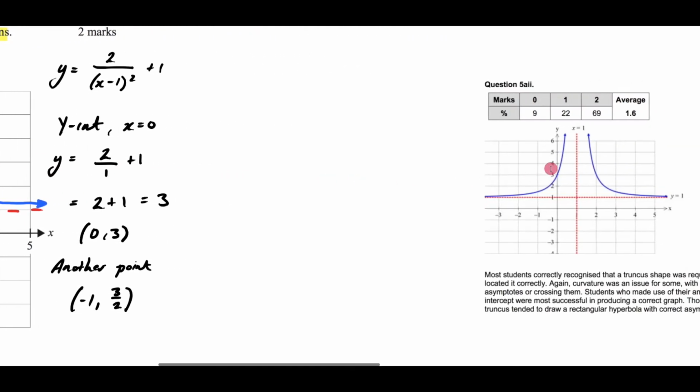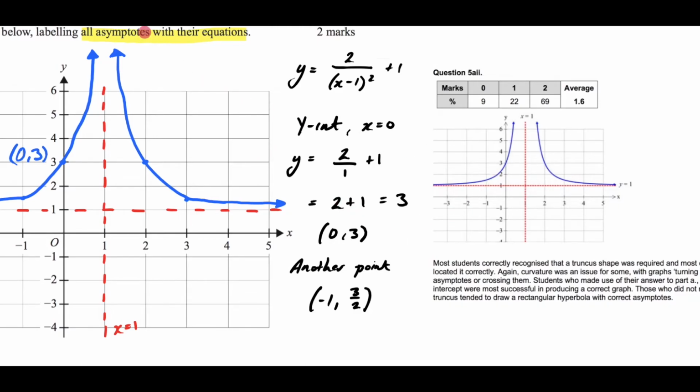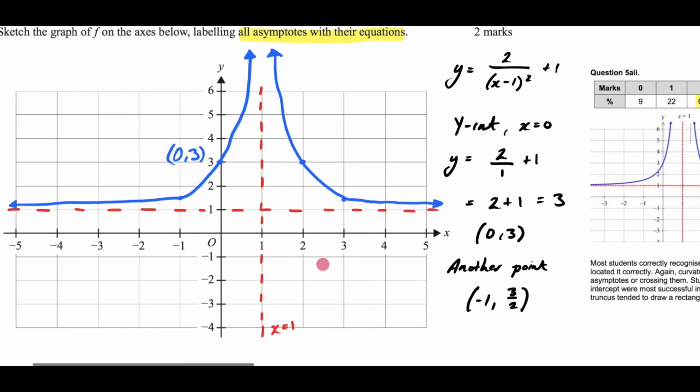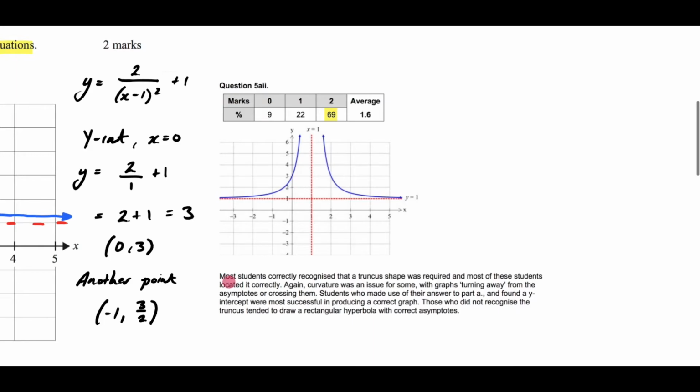Let's now look at the examiner's report and see how people did with this question. As you can see, 69% of the state got the full 2 marks. Our graph looks good. We have both our horizontal and vertical asymptotes. They're both labeled. Very nice. Let's see how people messed this up. It said most students correctly recognized that a truncus shape was required, and most of these students located it correctly. Again, curvature was an issue for some, with graphs turning away from the asymptotes or crossing them.